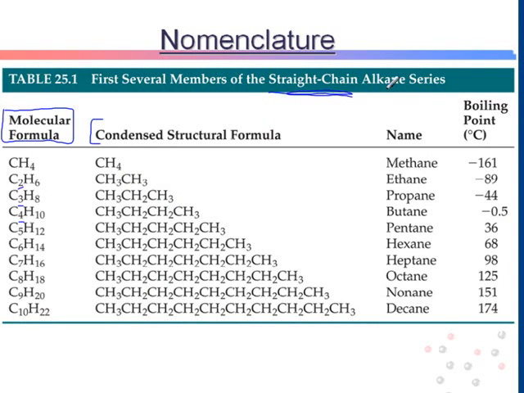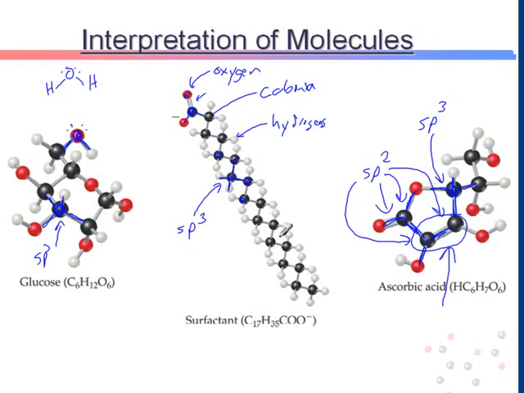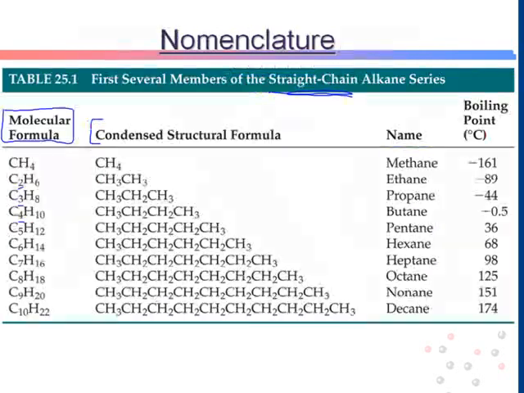The straight chain alkane series. What they mean by straight chain is that there's no branching point. If I looked at these 10 carbons in a three-dimensional structure, what they would actually look like is a series of zigzags, because they're all tetrahedrally shaped. But of course, in the condensed structural formula, they just look straight.